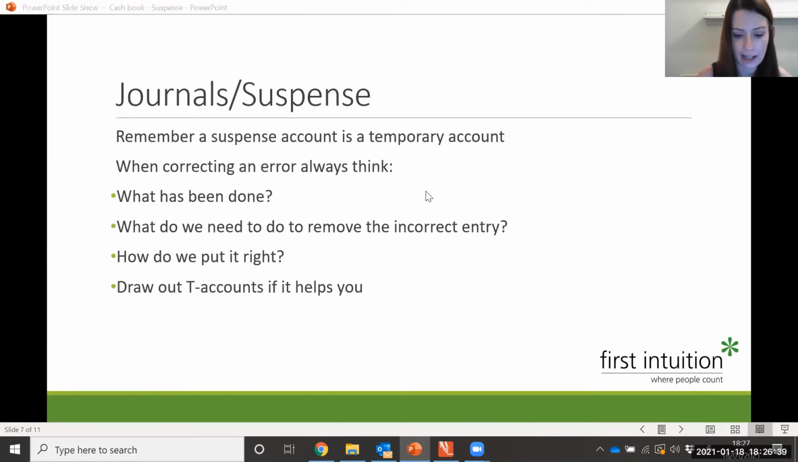Okay, so a quick look at journals on a suspense account. Remember, a suspense account is a temporary account. It can't remain in the accounts. So when correcting an error, always think to yourself, what is it that has been done? What do you need to do to remove the incorrect entry? And how do you put it right? If it helps you, draw out the T account so you can visually see what happened. You can draw out what it is they have done, what you need to do to remove what they've done, and then what you need to do to put it right.